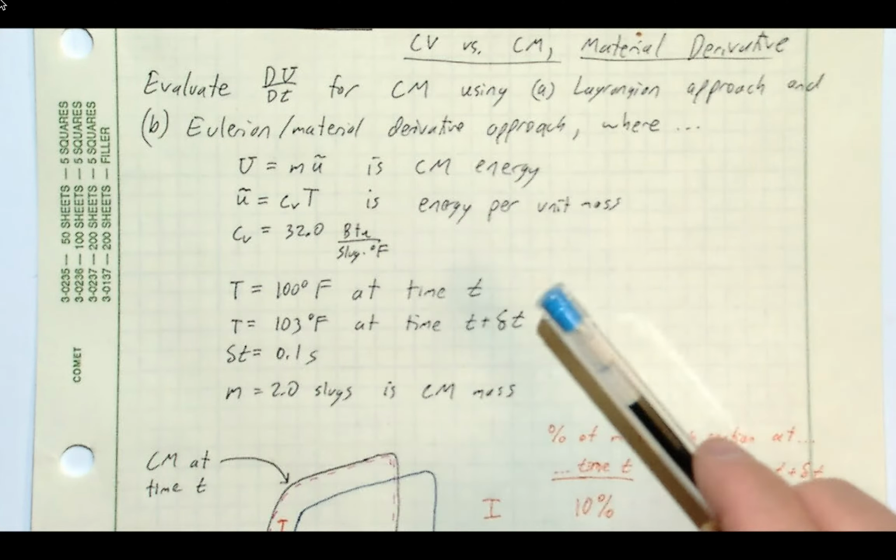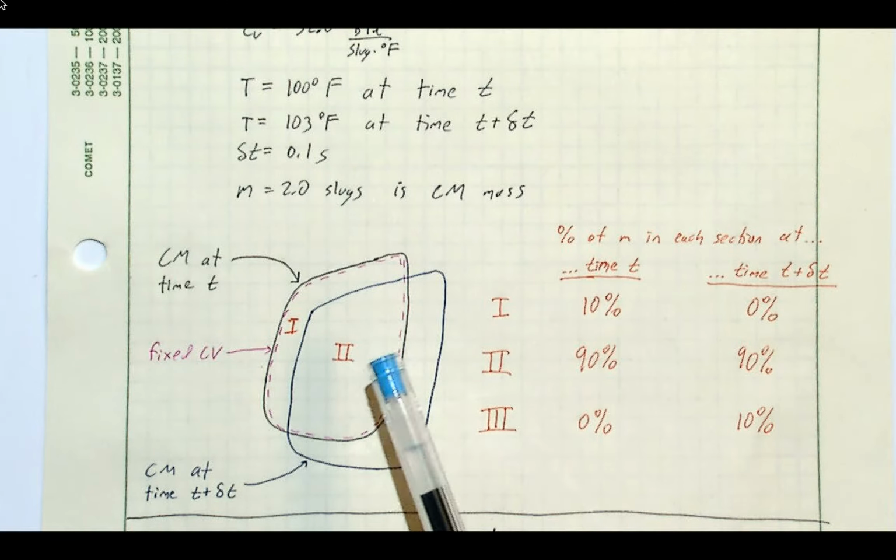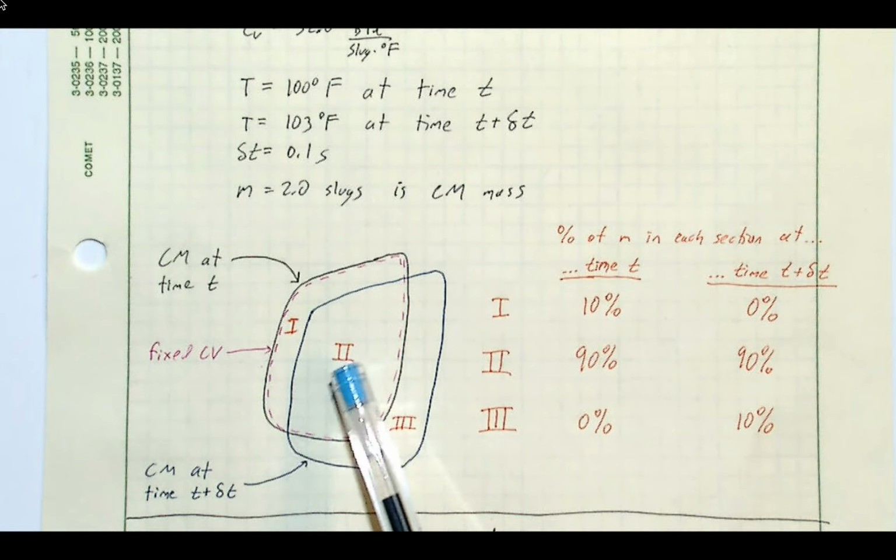But after a delta t, after a movement of the flow, a movement of the mass, the particles involved have moved to this blue line, and also the temperature has changed, changing the energy. So there's a time change in the energy, but has moved to this new shape, which is now composed of sections 2 and 3, where now 2 still has 90% of the mass, and 10% is now moved out here.